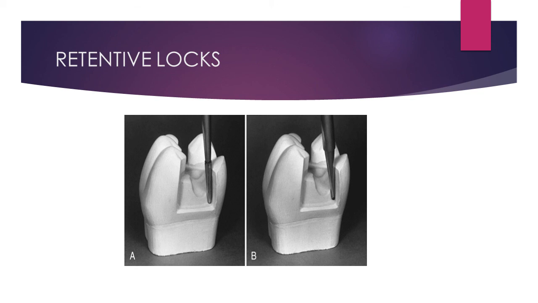Retentive locks are very important for retention. They give retention. They should be placed in the line angles, which are formed by the meeting of two surfaces. So they are located in the axiobuccal line angle or axiolingual line angle. This structure is for increasing retention for Class 2 amalgam preparation.